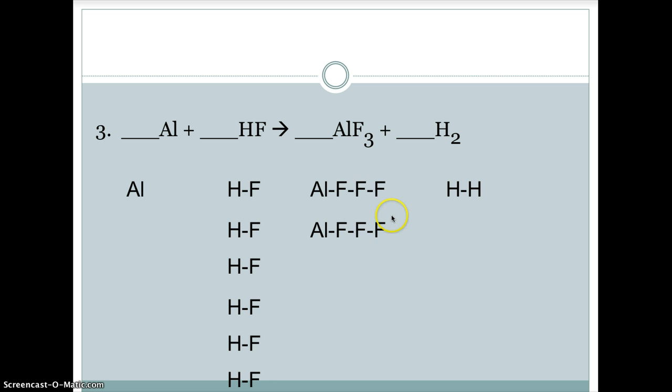And then I'll need to add a second molecule over here to get 6 fluorines. Well, when I did that, that messed up the hydrogens that I had already balanced. So I have 6 hydrogens here, 2 more molecules over here will get me 6 hydrogens. When I fixed my fluorines, I also added another aluminum that I had already balanced. So I've got to go back and add another aluminum. So that's what I meant by go back and check your work. Because sometimes when you balance something, you end up messing up something else. So now I'm going to go put my coefficients in. I have 2 aluminums, 6 hydrogen fluorides, 3 aluminum fluorides, and 3 hydrogen gases.